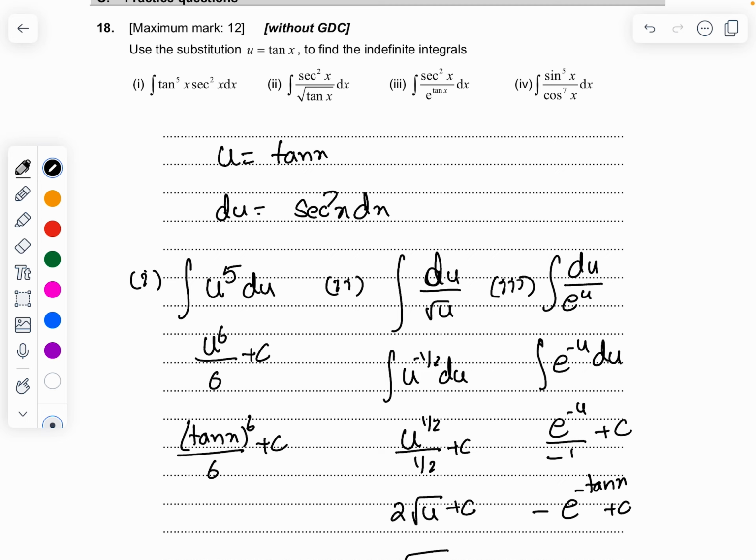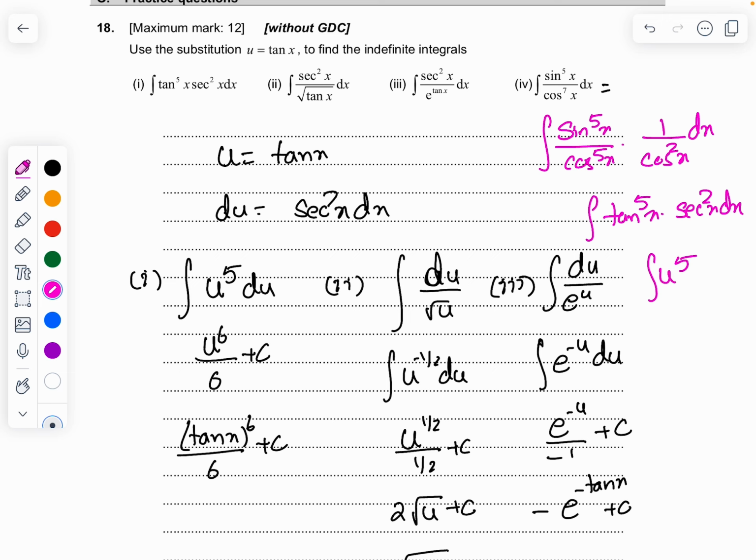And finally the part 4, how should I be writing? It can be written as sine to the power of 5x by cos to the power of 5x times 1 upon cos to the power of 2x. So it becomes tan to the power of 5x times secant square x dx. Which will become again nothing but u to the power of 5 du. So it will become u to the power of 6 upon 6 plus c, which is tan to the power of 6x upon 6 plus c.